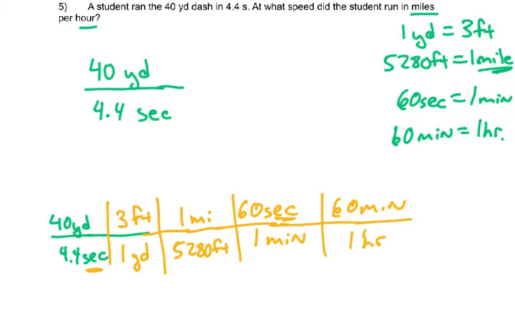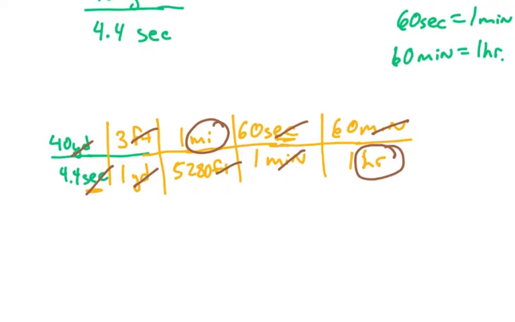Okay, so we'll notice here, and then the beauty of this is that we can verify that we've done this correctly because yards and yards will cancel. We'll also notice that feet and feet will cancel, so notice I'm left with miles. Then we notice that seconds and seconds cancel, and then minutes and minutes cancel, and we have hours in the bottom. So whatever this is equal to is going to be the answer.